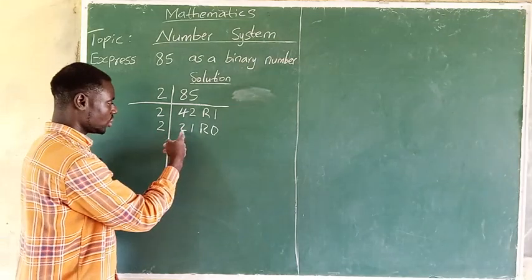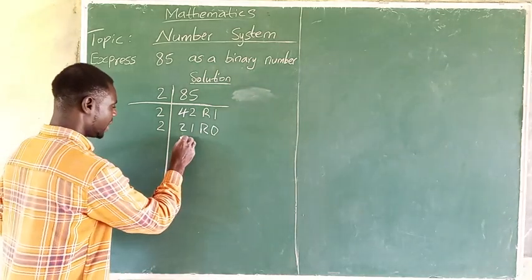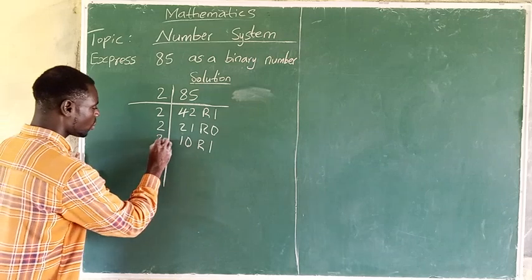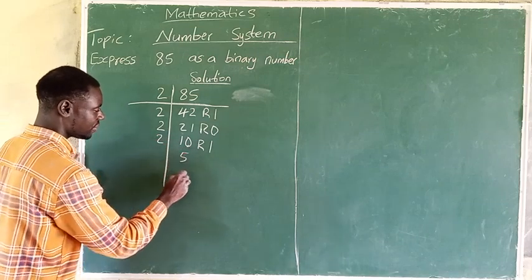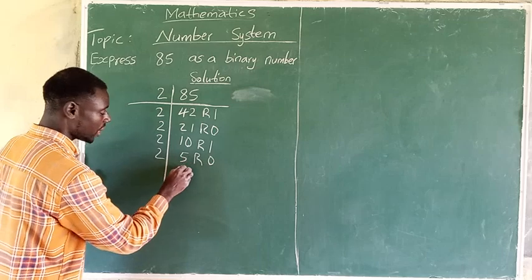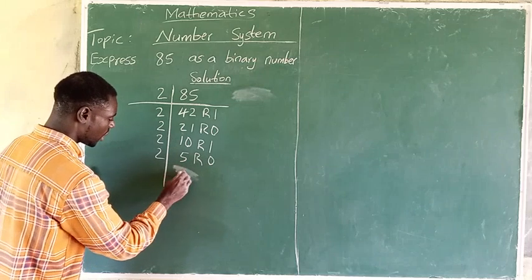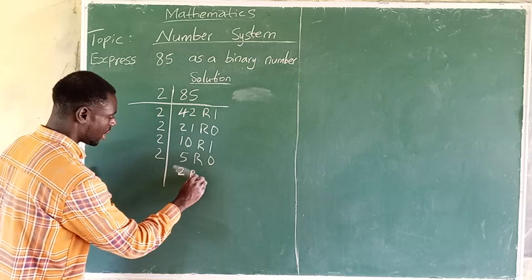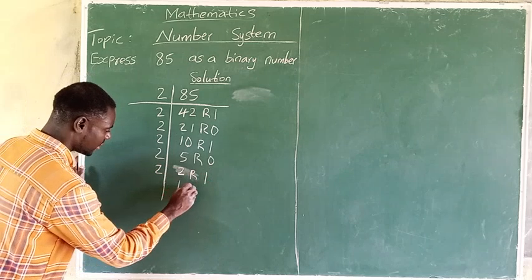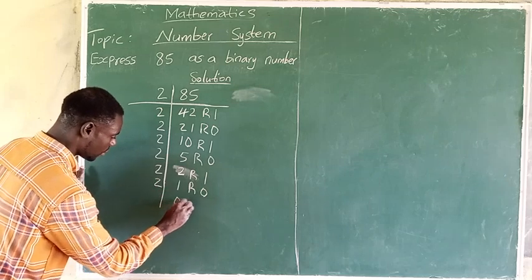Or let me use this word. 2 goes into 20. It will give us 10. Remainder 1. 2 goes into 10, it will give us 5. Remainder 0. 2 goes into 5, that is 5 divided by 2, it will give us 2. Remainder 1. 2 goes into 2, it will give us 1. Remainder 0. Then 2 goes into 1, it will give us 0.